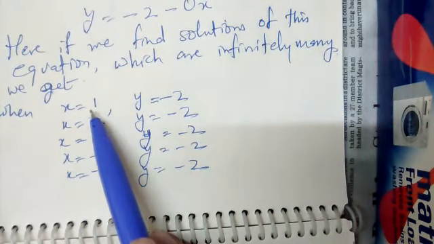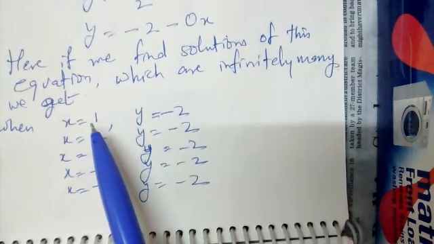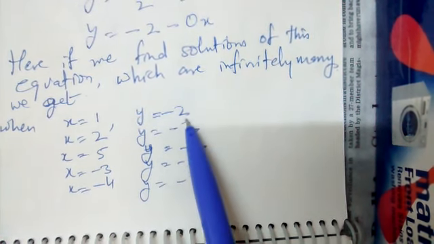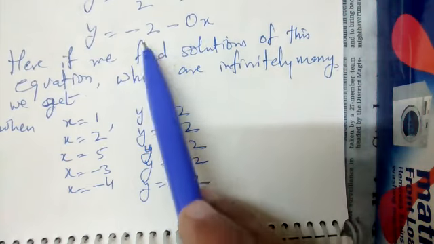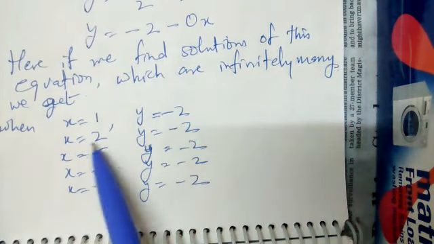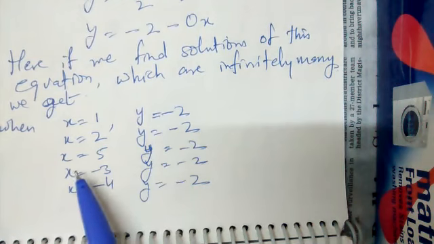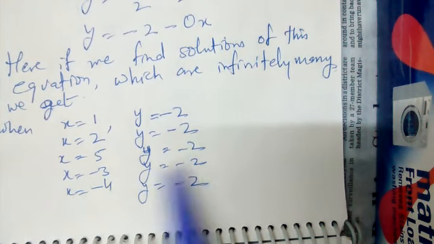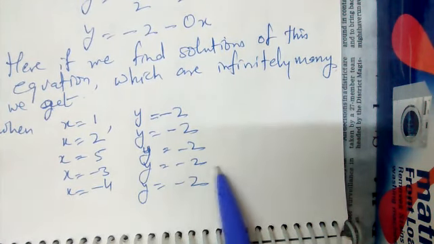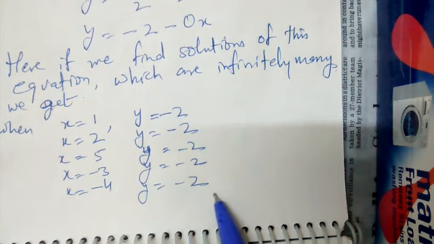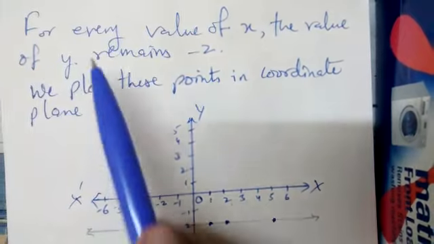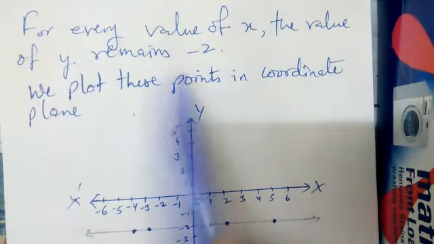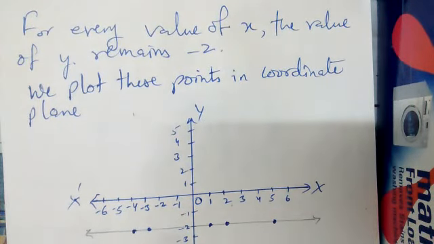Now when x equal to 1, y comes out to be minus 2 minus 0 into 1, that is minus 2. X equal to 2 gives y equal to minus 2. X equal to 5, y minus 2. X equal to minus 3, y minus 2. X equal to minus 4, y minus 2 again. We see that for every value of x, the value of y remains constant, which is minus 2.